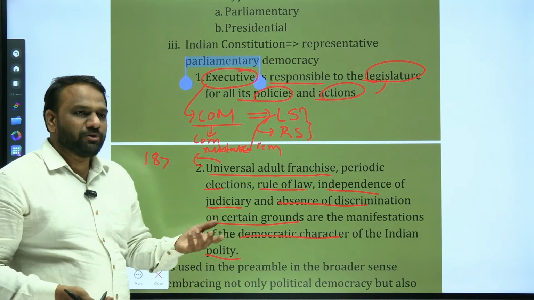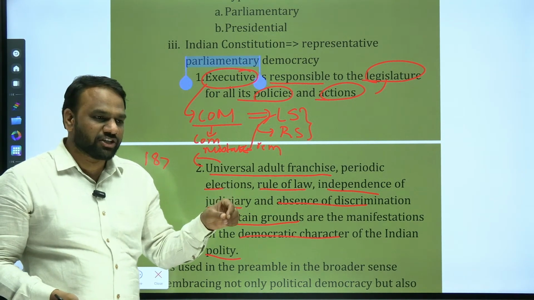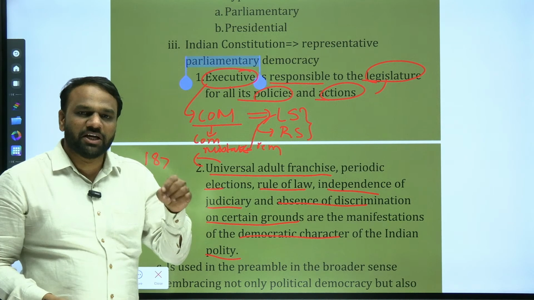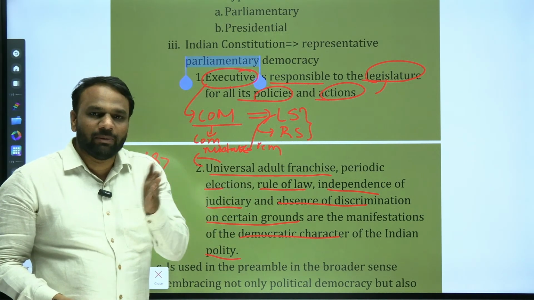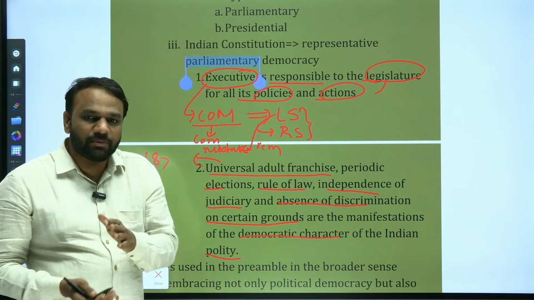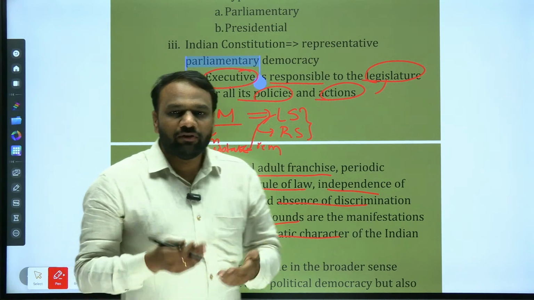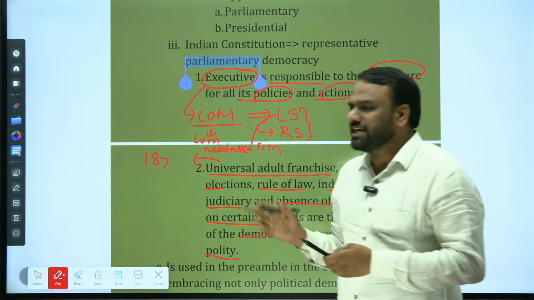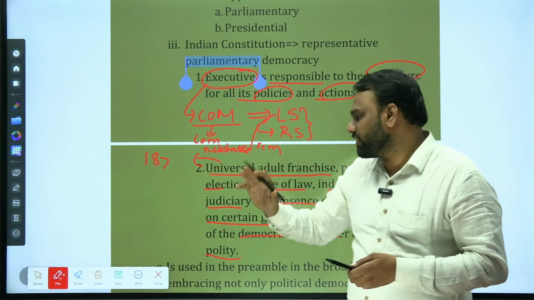Suppose we say that he is a Hindu, he should vote; he is a Muslim, he should not vote; he is a Christian, he should vote; he is a Parsi, he should not vote. Such kind of discrimination does not exist. Only male should vote, female should not vote: such discrimination does not exist either. That's why we have universal adult franchise. Everyone who has crossed the age of 18 is eligible to vote. There are certain exceptions, for example criminals, which is a different thing we shall see later on.